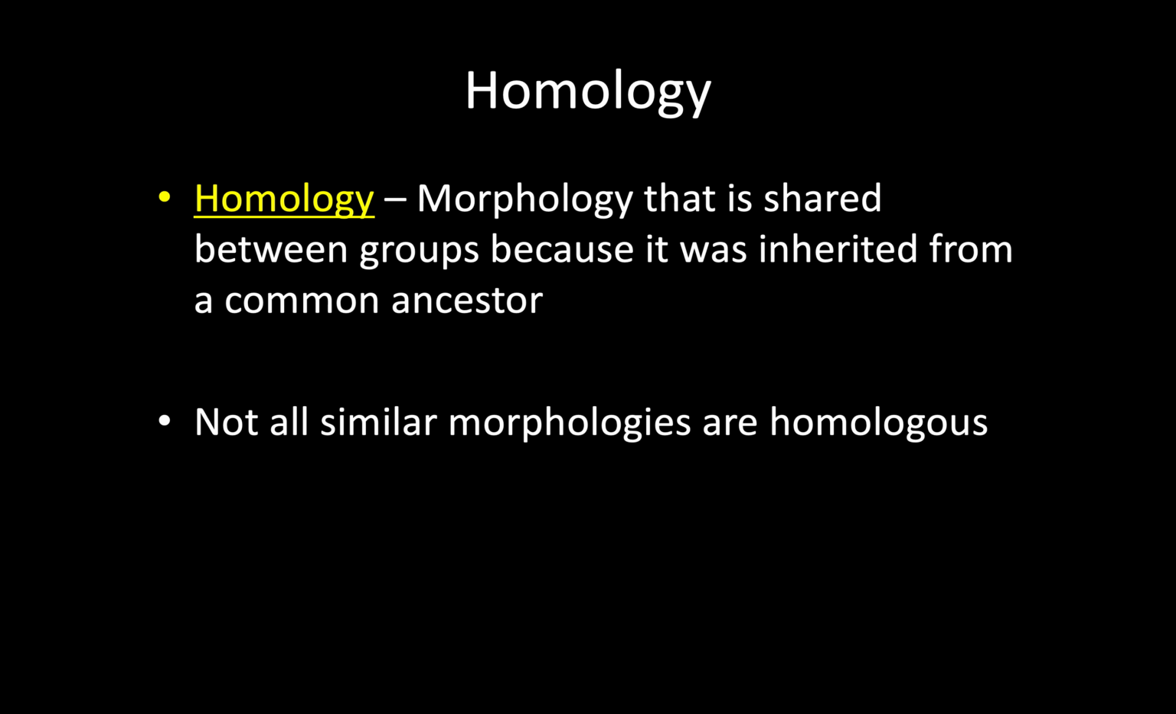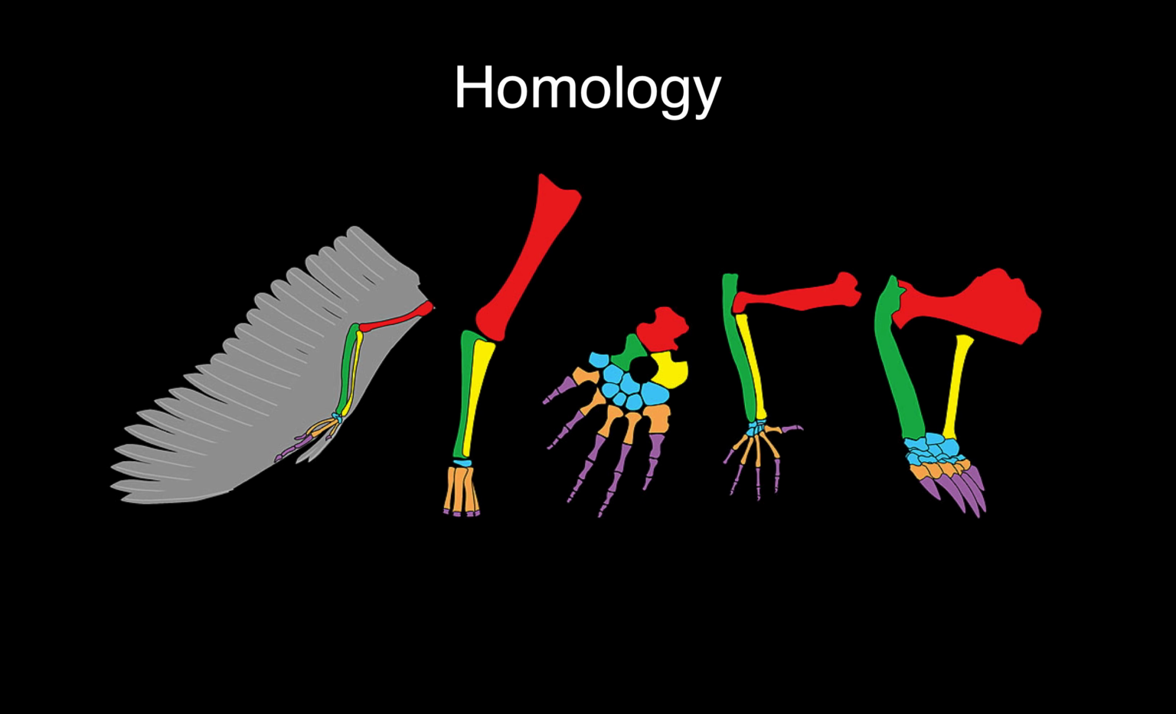So first, homology. Morphology that is shared between groups because it was inherited from a common ancestor. Not all similar morphologies are homologous. For example, kangaroos are bipedal, meaning they walk on 2 feet. Humans are bipedal. We didn't get that from a closely related common ancestor. Kangaroos are not closely related to humans. We got those independently from one another. Those are not homologous. Let's look at an example of this.